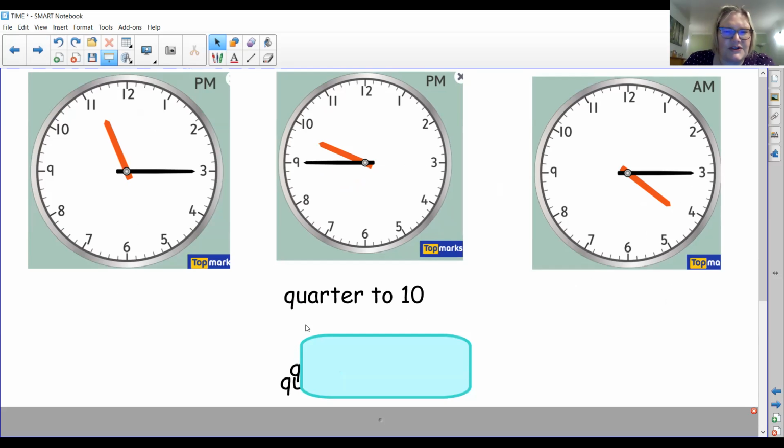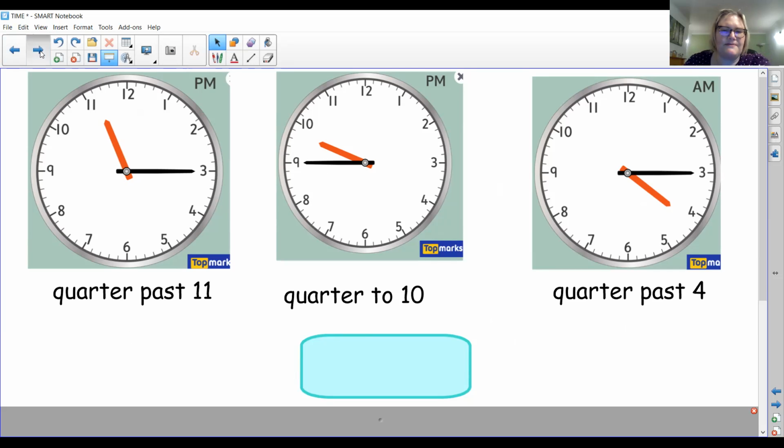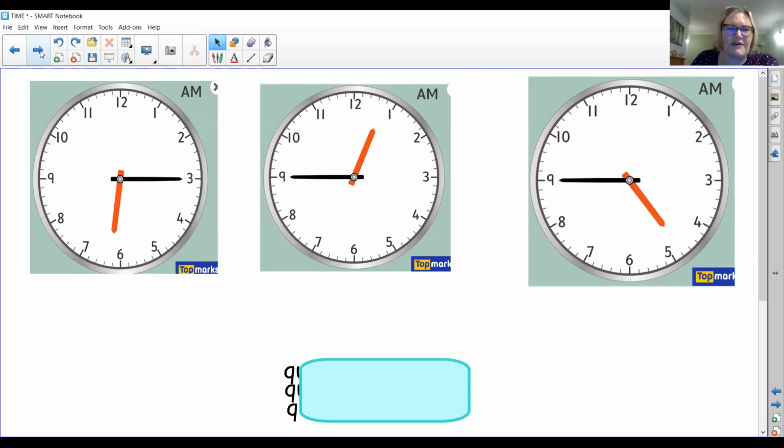So first one, 9:45, is this one here. I know it's a quarter to time because the minute hand is pointing to the 9. And how do you know it's 9:45? Because the hour hand is nearly pointing to 10. 4:15, yep, it's a quarter past the hour. It's just gone past the 4 o'clock. And the last one, 11:15. Did you get them right? Last one, pause the video, have a go at these times. Good luck.